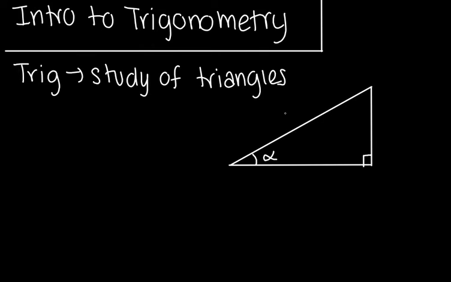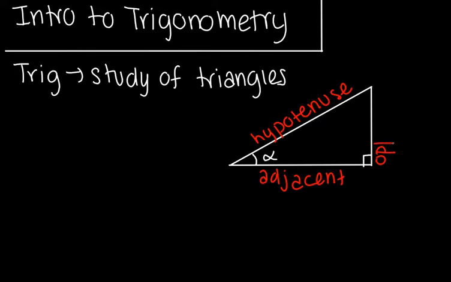The longest side in a right triangle is known as the hypotenuse. I'll put this in red, the hypotenuse. And then the side which is right next to this angle, which is not the hypotenuse, is known as the adjacent side. And this other side, which is opposite, is known as the opposite side. So these are the three sides in relation with this angle alpha.